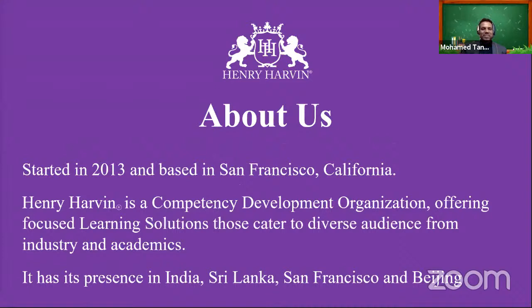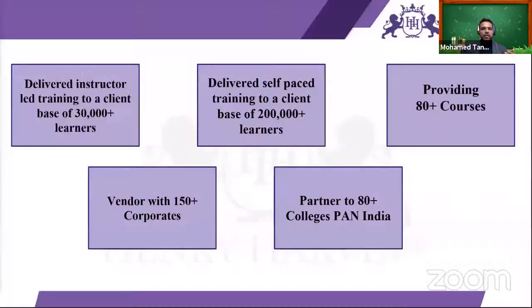Okay, so Henry Harvin as an institution started in 2013 in San Francisco, California. We have delivered instructor-led training to a client base of around 30,000 learners, and also delivered self-paced training to a client base of around 200,000 learners. You can see the difference between ILT and e-learning here itself. And we are providing 80 plus courses in India and across the globe, and we have 150 plus operators.